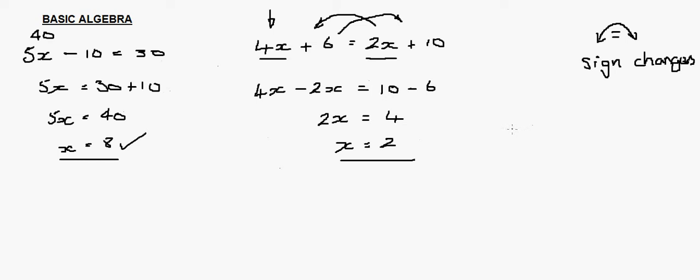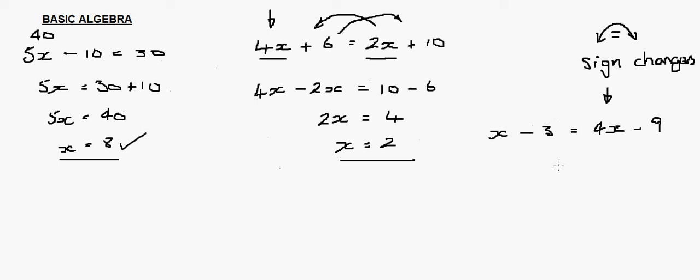So let's do another one. So let's say we have x minus 3 equals 4x minus 9. Okay. Now I look at this and I look for my highest value of x. Now my highest value of x is here. So all my x's are going to go this way, all my numbers are going to go the other way.